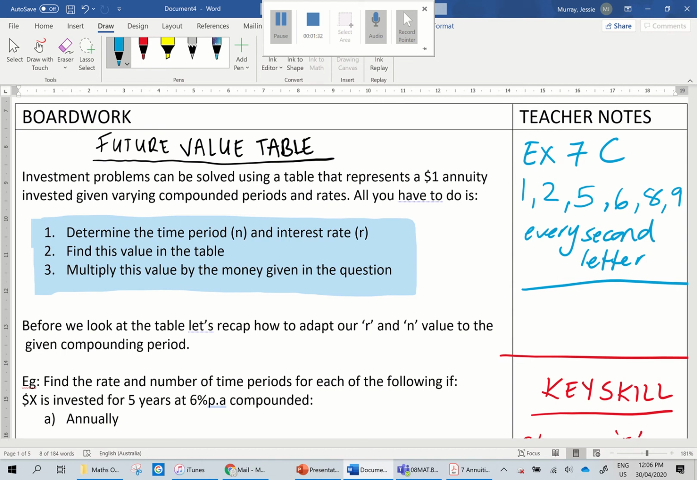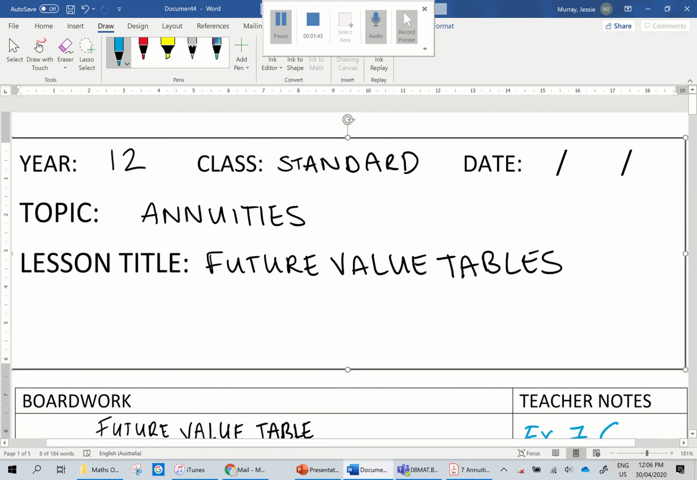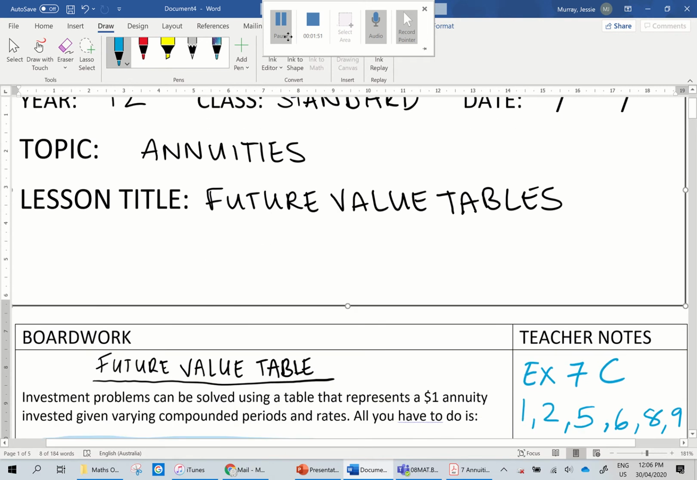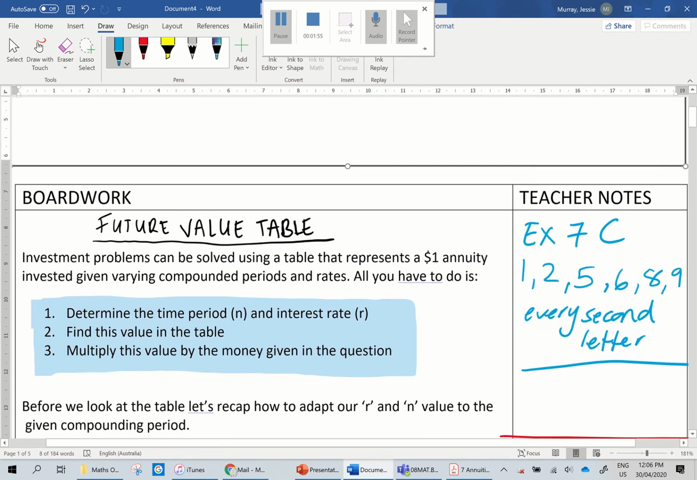So 7C, a hugely important lesson today. Expect, no doubt, one of these in your HSC exam, okay? Always going to be in a HSC exam, and they ask these more often than anything else in this topic. So basically, they're future value tables. What they're going to do is give you a table this time to work out your annuity.